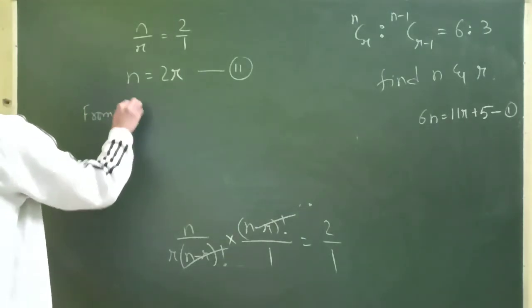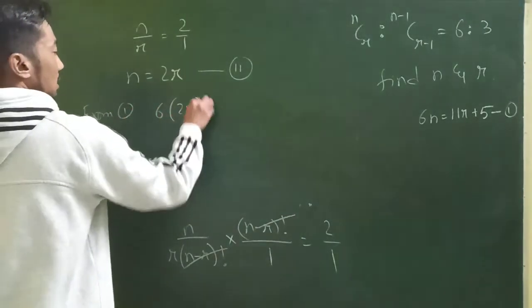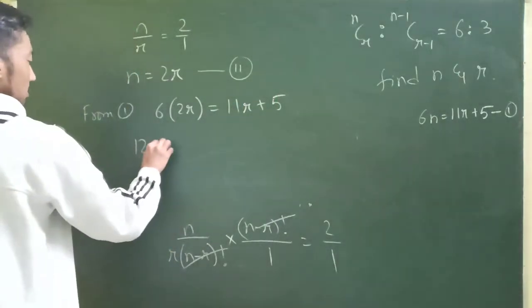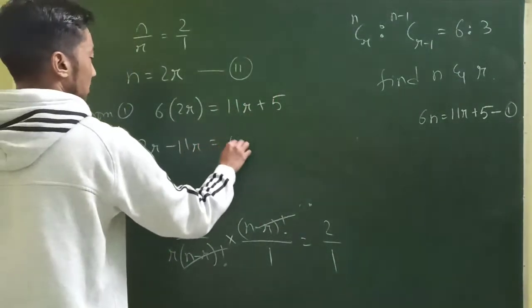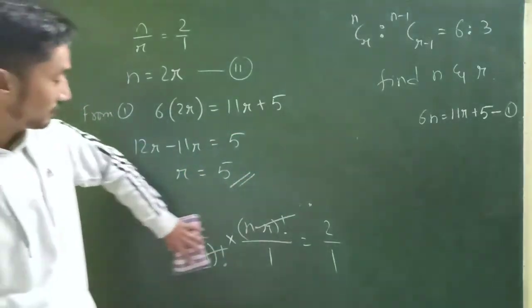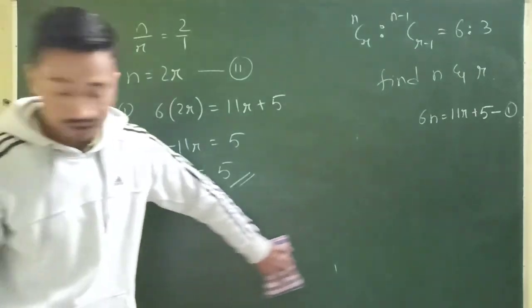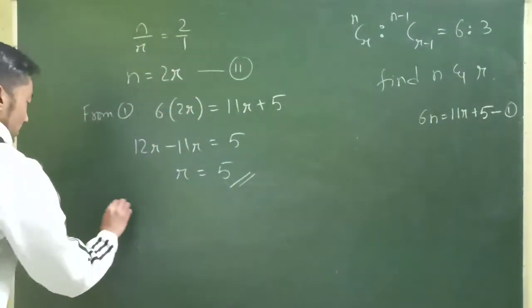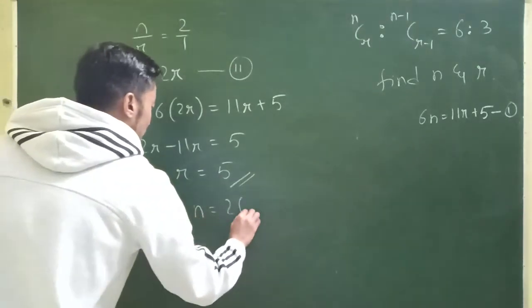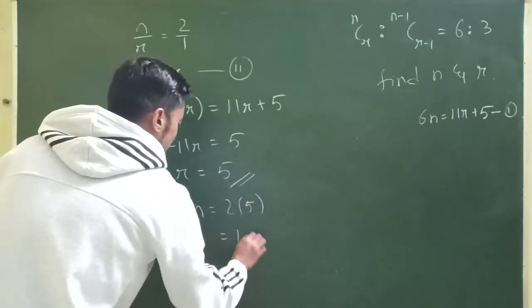So from 1 we'll have 6 into 2r is equal to 11r plus 5. 12r minus 11r equal to 5. That is r is equal to 5. So we have the value of r that is equal to 5. So from equation 2, n is directly 2r, that is 10.